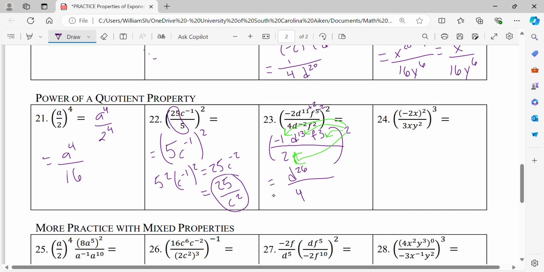If I'm doing power of a power here, then I'm doing 2 times 13 on that d. 13 times 2, or 2 times 13, is 26. I'll end up with d to the 26. And here I've got f to the third, raised to the second power. 3 times 2 is 6. So in my simplified form, I have d to the 26, f to the 6, all over 4. Very nice. Very nice.